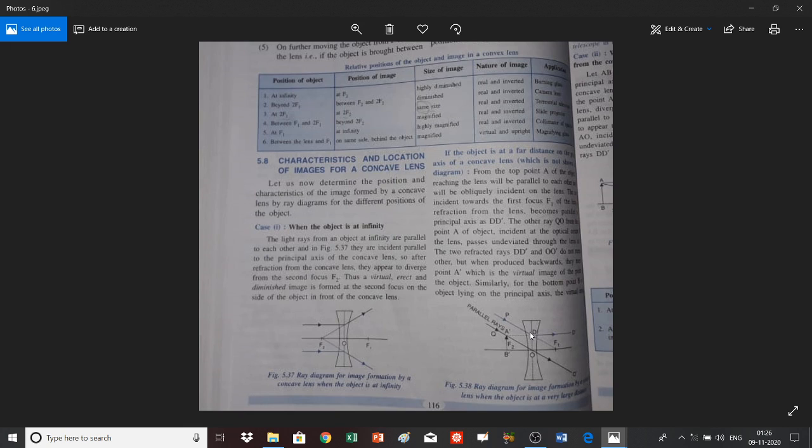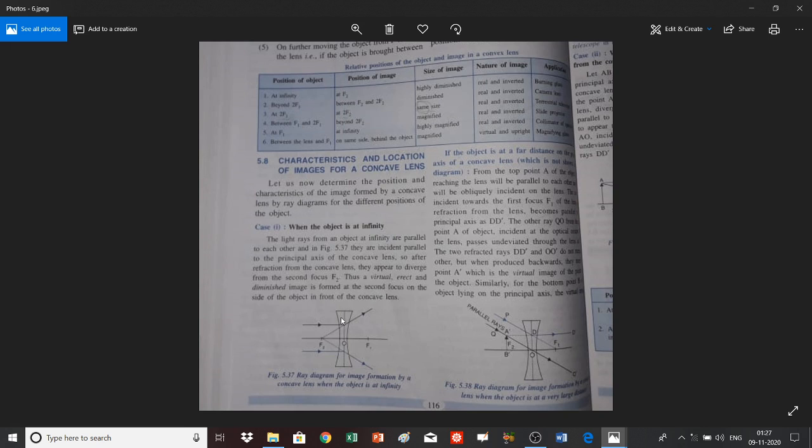So it will fall on this, and since it is converging, you see here, it will seem that if this lens were not there, then this ray would meet at the point F1. So this is actually a converging ray, and after refraction this converging ray will go in a direction which is parallel to the principal axis.